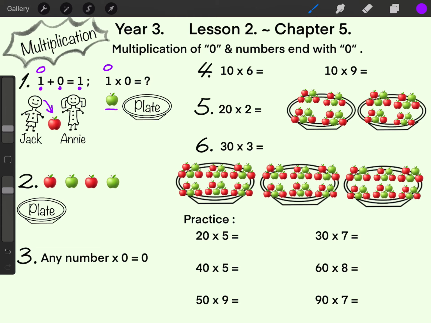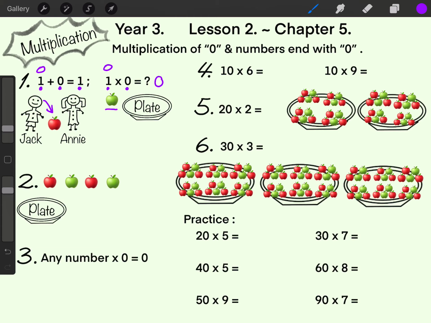We have 1 apple and an empty plate. If we do not put the apple on the plate, then there are how many apples on the plate? 0. That's 1 times 0 equals 0.